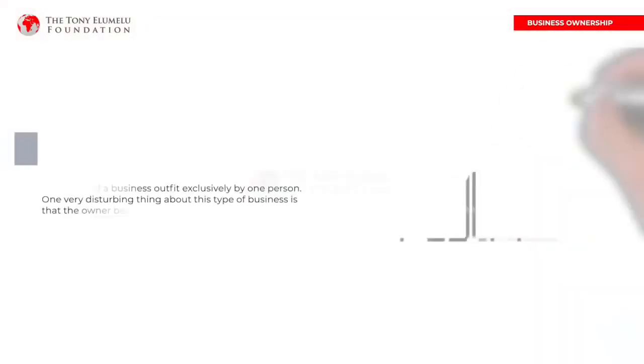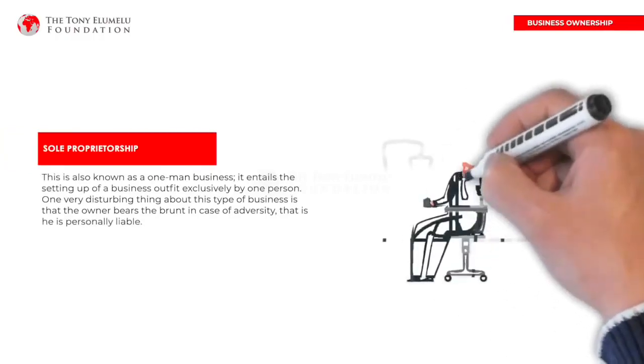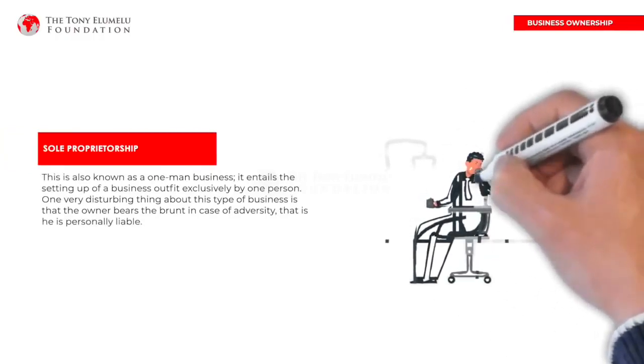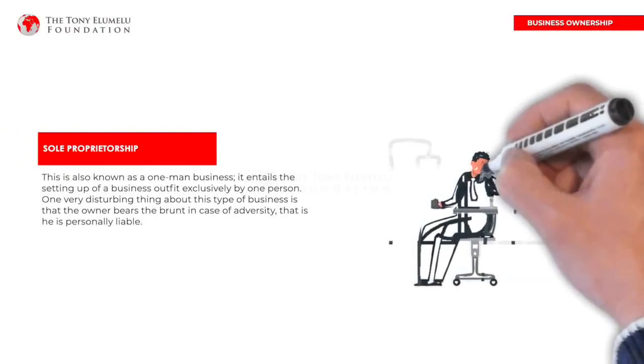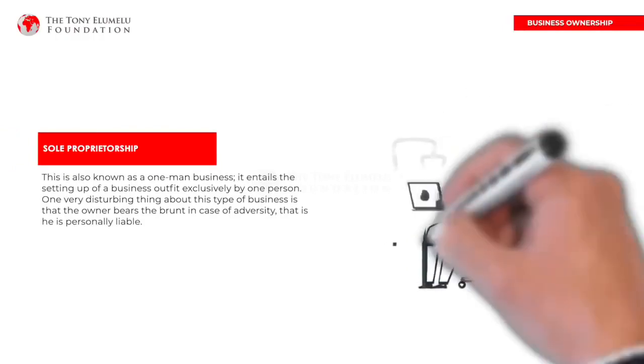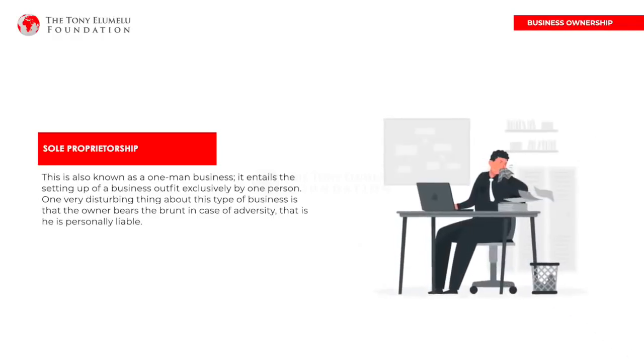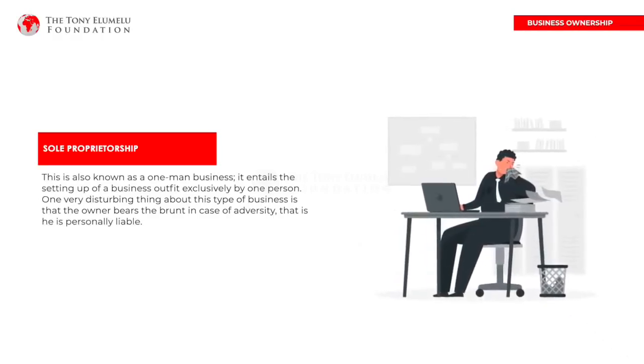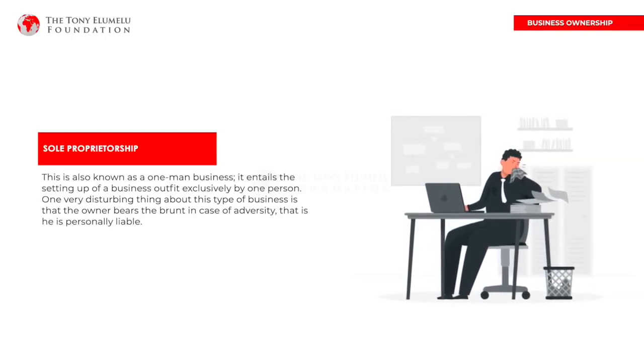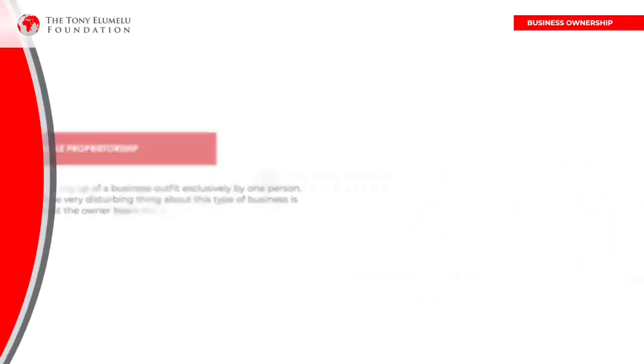Sole proprietorship. This is also known as a one-man business. It entails the setting up of a business outfit exclusively by one person. One very disturbing thing about this type of business is that the owner bears the brunt in case of adversity, that is, he is personally liable.